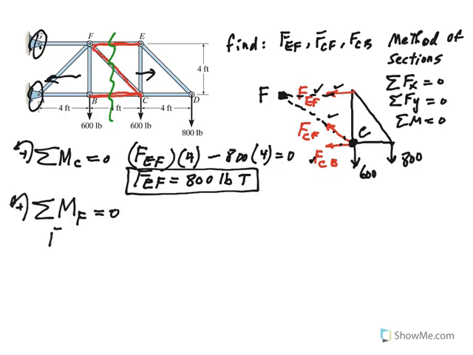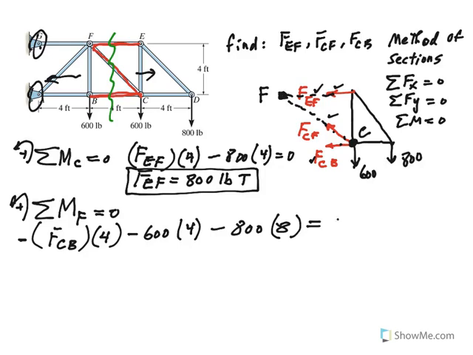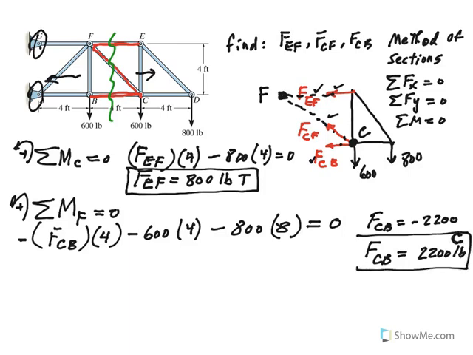So the moment of FCB about F is FCB times 4, going clockwise, negative. Then we have 600 times 4, which is also going clockwise, negative. And then we have 800 times 8 feet, going negative, equals 0. If we solve for FCB, this time we end up getting a negative answer, negative 2200. So this member must be in compression. We say it's 2200 pounds in compression. So far, member EF is in tension, and member CB came out to be in compression.